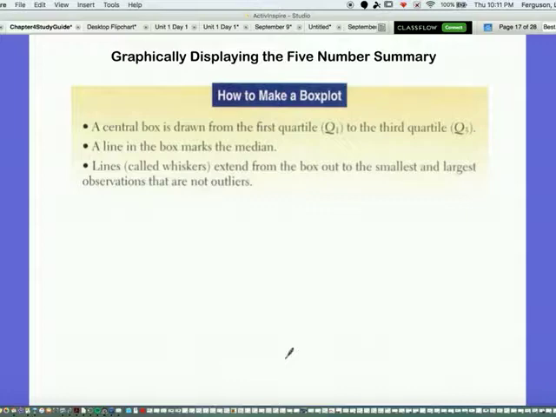Graphically displaying the 5-number summary, we would use a box plot. A central box is drawn from the first quartile Q1 to the third quartile Q3. A line in the box marks the median. Lines called whiskers extend from the box out to the smallest and the largest observations that are not outliers. A box plot is what you probably learned originally as a box and whisker plot, and sometimes you will hear me refer to both of them. They mean the same thing.